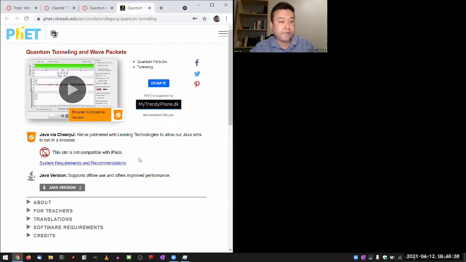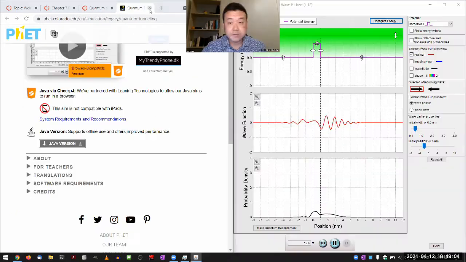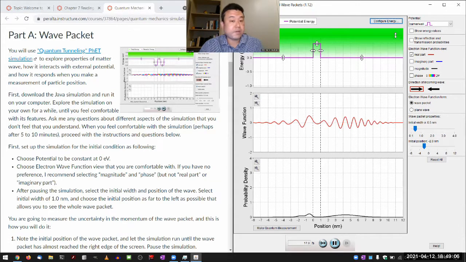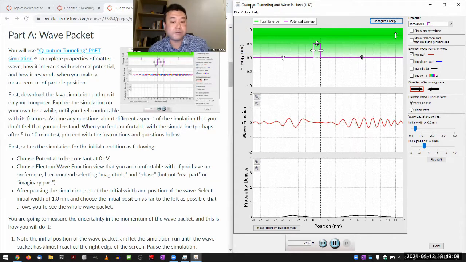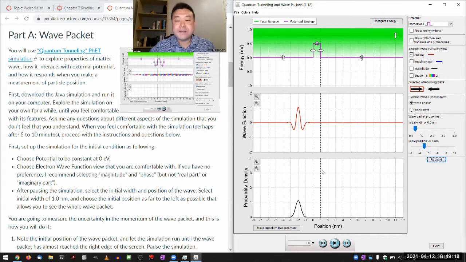So this is the simulation that I think helps you visualize the particle represented as a wave packet. Let me download it and run it. You can run it in the browser, or do what I did, download it and run it here. Okay, and so this is what I mean. This is the wave mechanical representation of a particle.